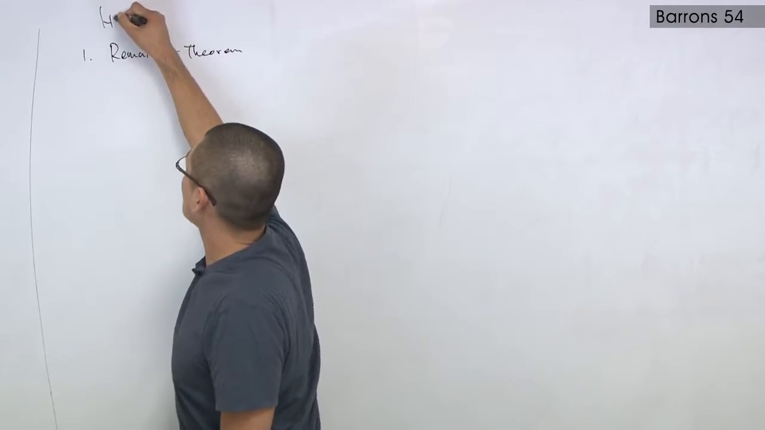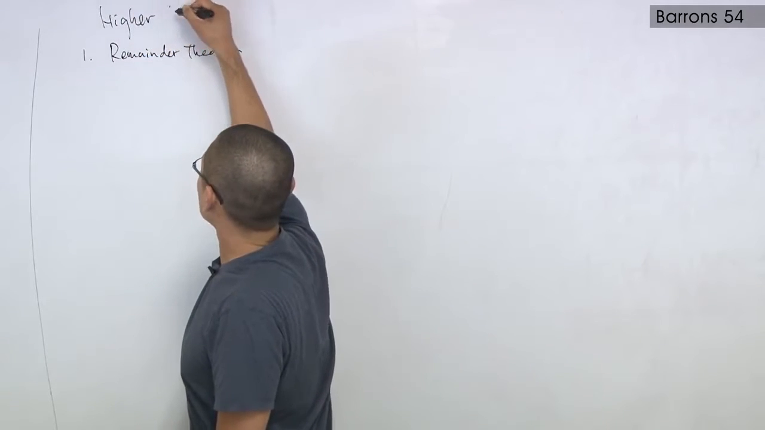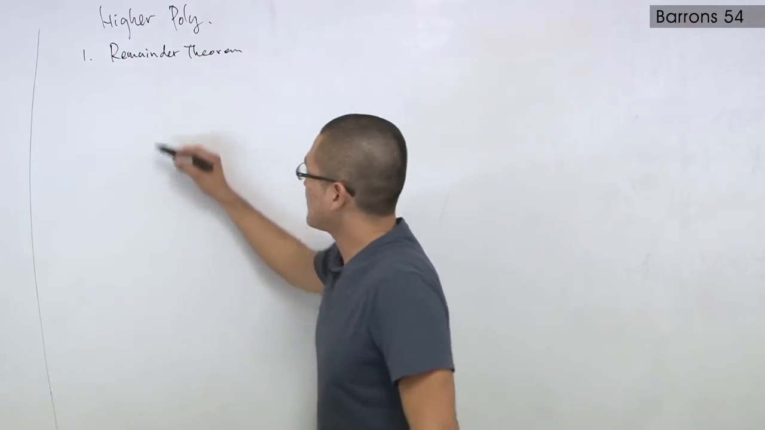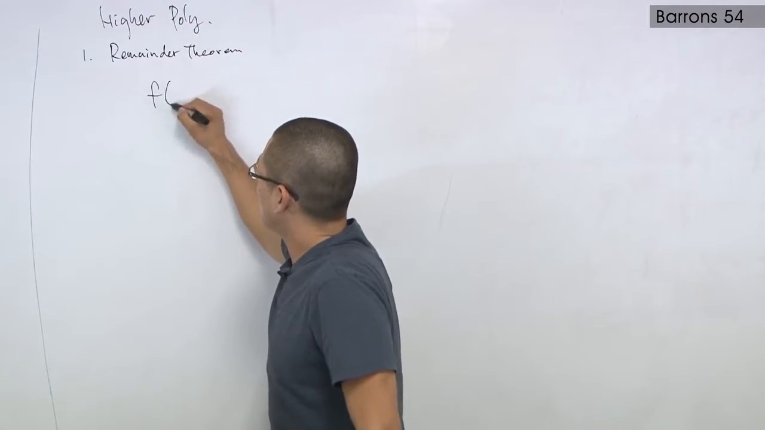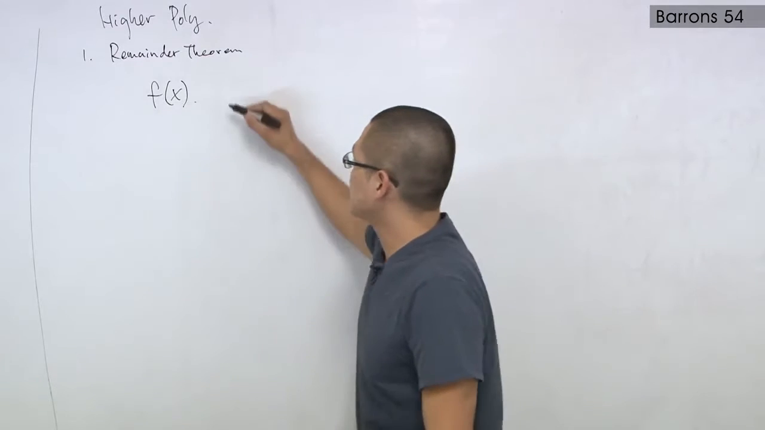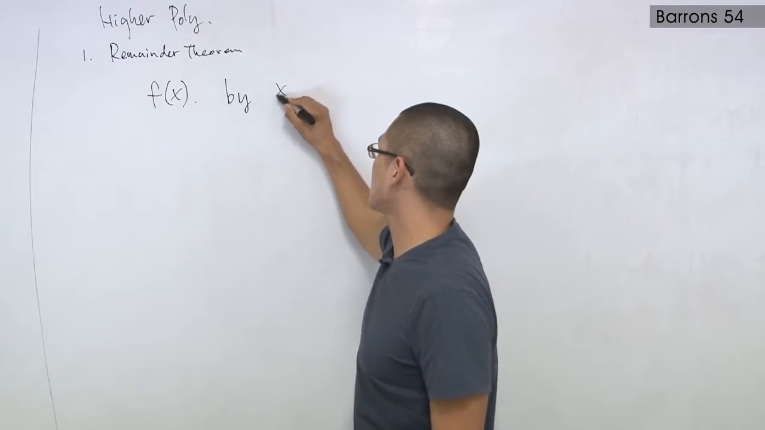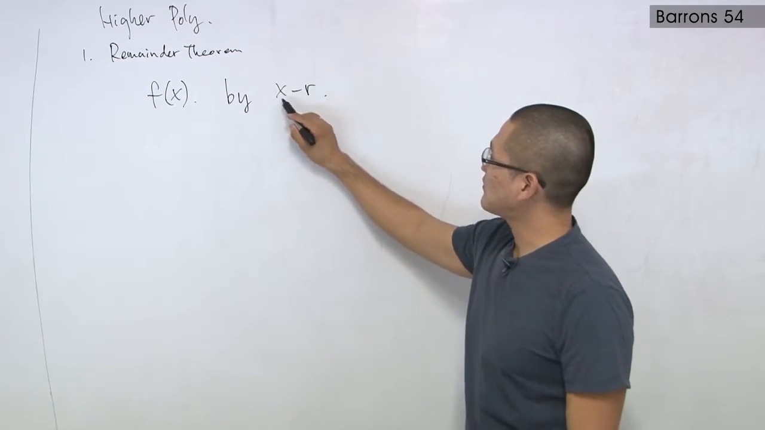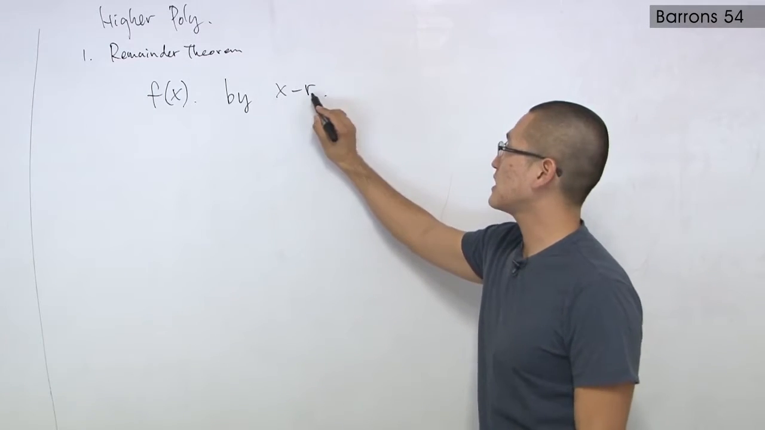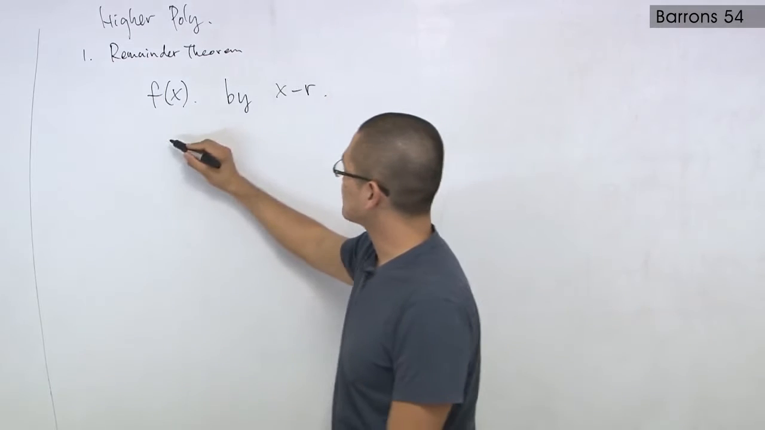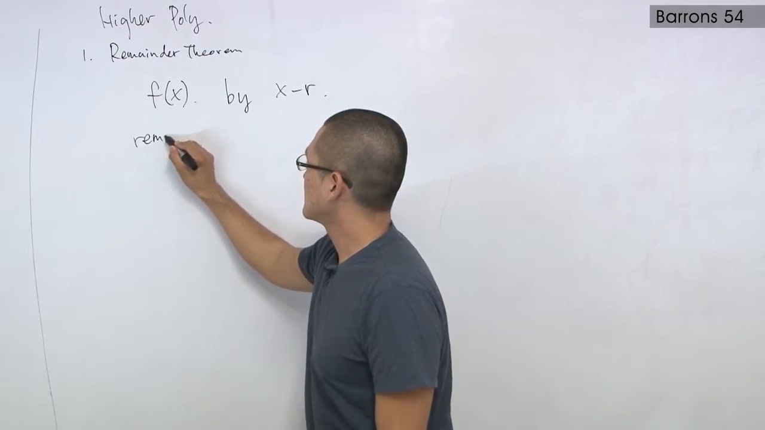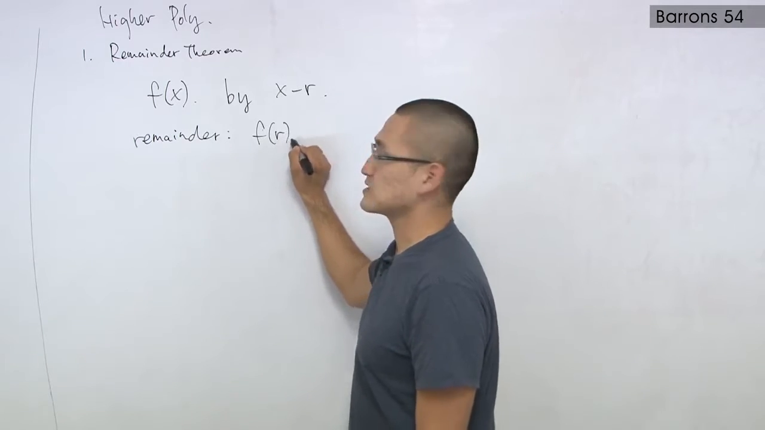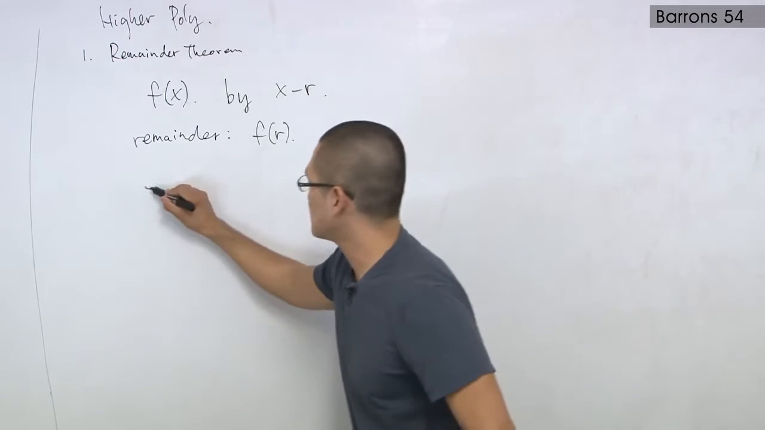Today we're talking about higher power polynomials still. Okay, the remainder theorem is really saying, if I have some polynomial and I divide it by x minus some number, a first power polynomial, x minus r, then this remainder is the same as plugging r into that function. So let me just explain using an example.